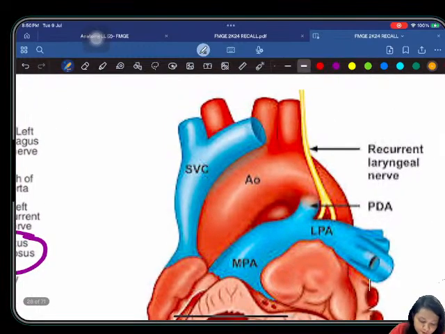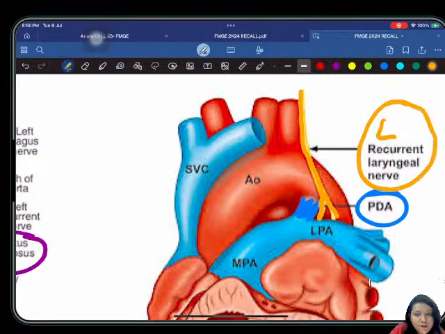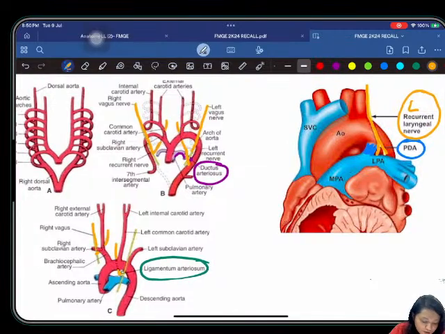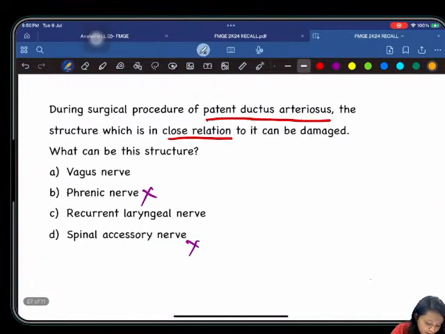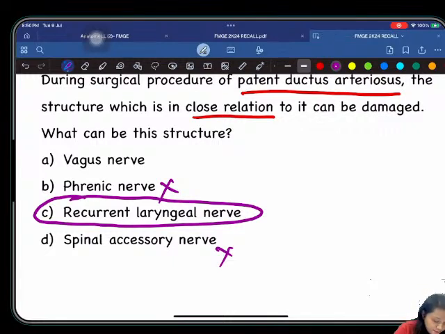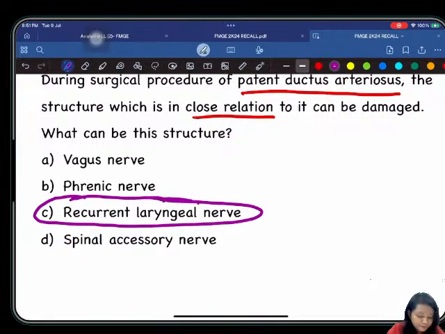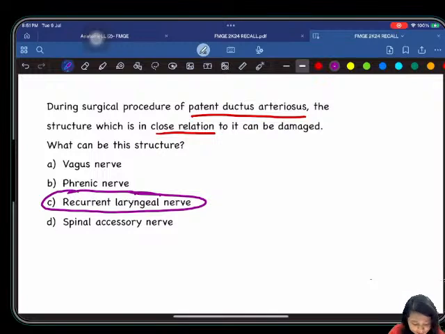You can see this is the patent ductus arteriosus, the PDA, and the nerve related to it is the left recurrent laryngeal nerve, of the left side. They have not mentioned right or left, but if they had, the answer would be the recurrent laryngeal nerve. So the answer to this question is the recurrent laryngeal nerve.